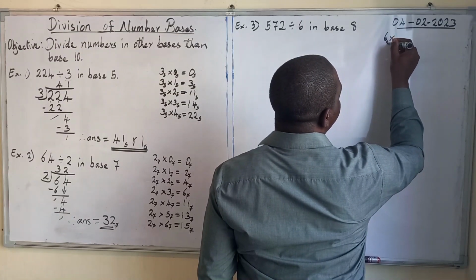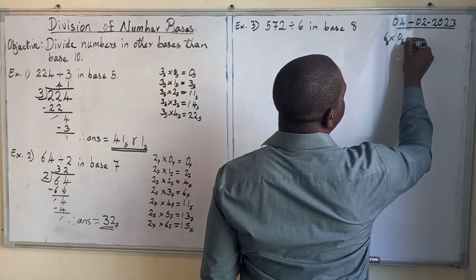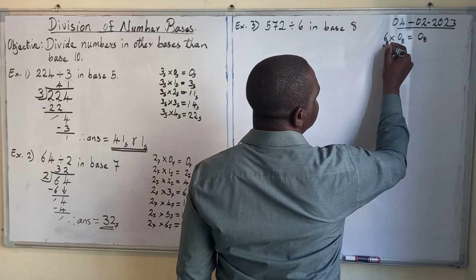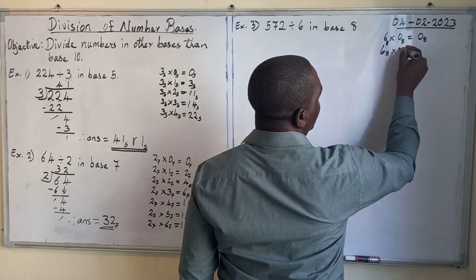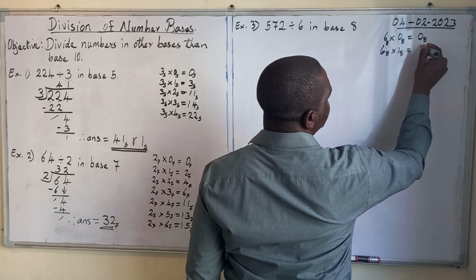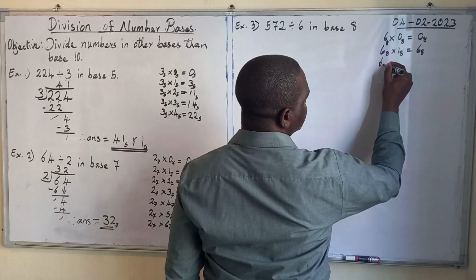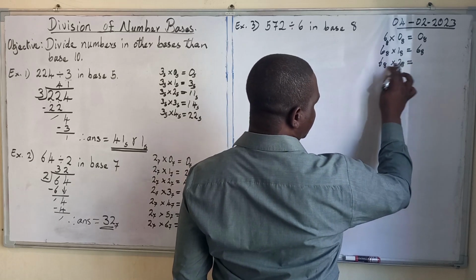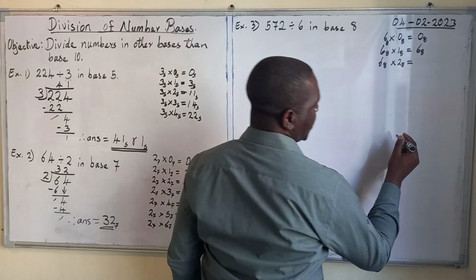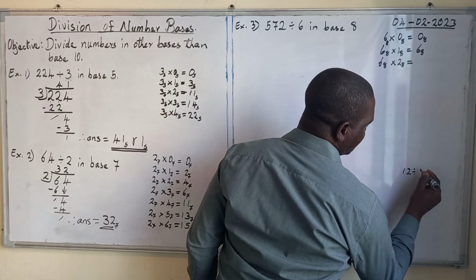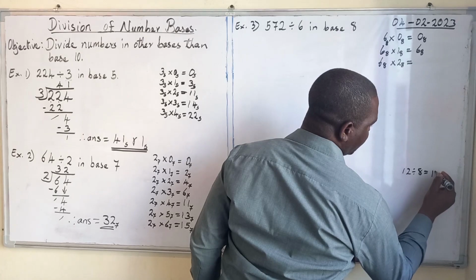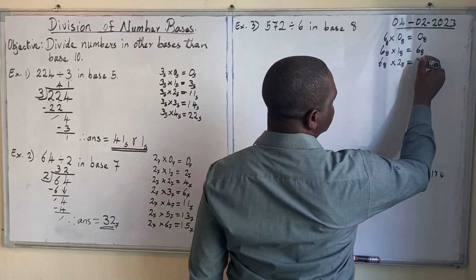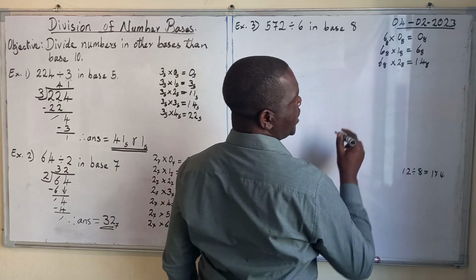6 base 8 times 0 base 8 is equal to 0 in base 8. 6 base 8 times 1 base 8 is equal to 6 base 8. 6 base 8 times 2 base 8 is equal to 6 times 2 is 12. So write it somewhere. 12 divided by the base, which is 8, is equal to 1 remainder 4. So you write down 4 first, then 1 here in base 8.